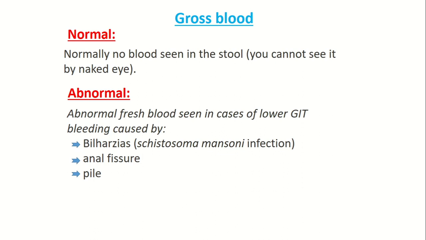Now gross blood. Normally it is devoid of blood, and you cannot see it by naked eye. But sometimes abnormal fresh blood in case of lower GI bleeding, so you can definitely grossly find some blood in the stool, and it is due to piles, anal fissures, and some parasites like schistosoma, that is known as bilharziasis. So these are the conditions where you find gross blood in the stool.